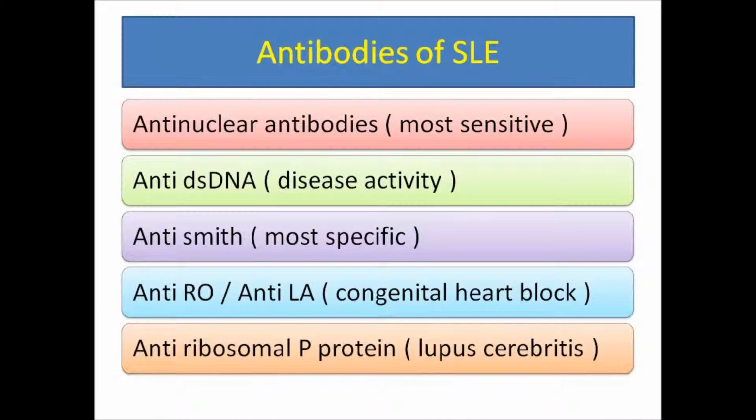Okay, we have anti-Ro and anti-La antibodies, and these are important because they are associated with congenital complete heart block. These antibodies may pass through the placenta from the blood of the pregnant patient to her fetus and present as congenital complete heart block. Okay, and we have anti-ribosomal P protein antibody. This is uncommon in SLE, but it is associated with lupus cerebritis.